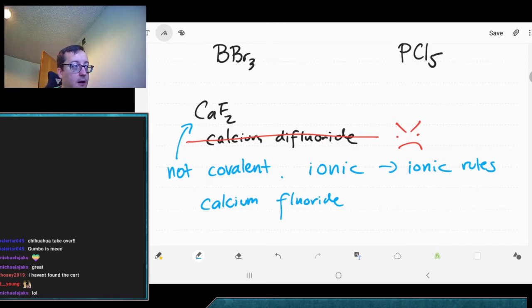Chemists are anti-redundancy. We do not like to say the same thing twice for whatever reason. And so this compound is calcium fluoride. You're going to see, unfortunately, it will be very tempting to just say mono, di, tri, tetra for everything. You can't do that. You can only use it for covalent compounds, compounds that are made of non-metals only. Calcium is a metal, so we can't use covalent naming rules here.